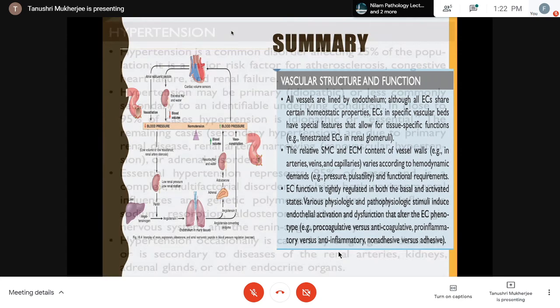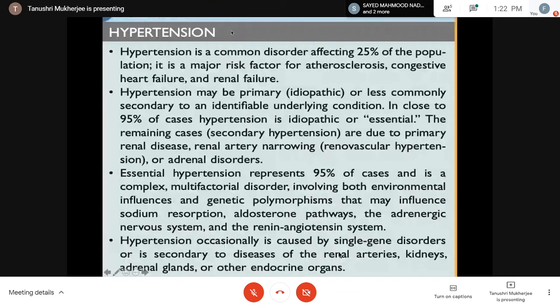So now I will discuss the disease entity, hypertension. It is a common disorder affecting 25% of the population. It's a major risk factor for atherosclerosis, congestive heart failure, and renal failure. It may be primary or, less commonly, secondary. In 95% of cases, it is idiopathic or essential. The remaining cases, secondary hypertension, are due to primary renal disease, renal artery narrowing, or adrenal disorders.